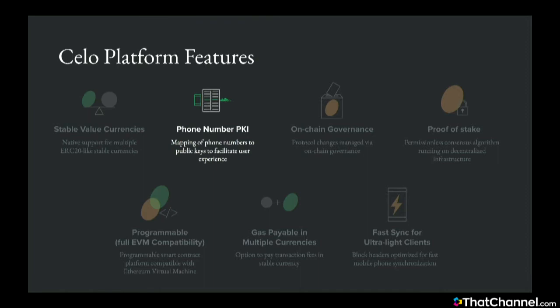Now, to make it easy to send payments to phone numbers, Celo has a lightweight identity protocol. This maps hashes of phone numbers to public keys, and it's a fully decentralized PKI that makes it easy for users to find each other and transact securely. And so that was the reason why I was able to really easily, just by looking through my contact list, be able to find Rene and send a payment to him.